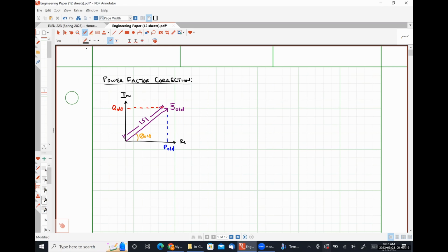We know that power factor is simply the ratio of P old to the magnitude of S old, and that is also simply the cosine of the angle theta old. So these are all relationships that we talked about in our last class meeting. So if I want to increase my power factor, make it closer to 1, does that angle theta old need to get larger or smaller?